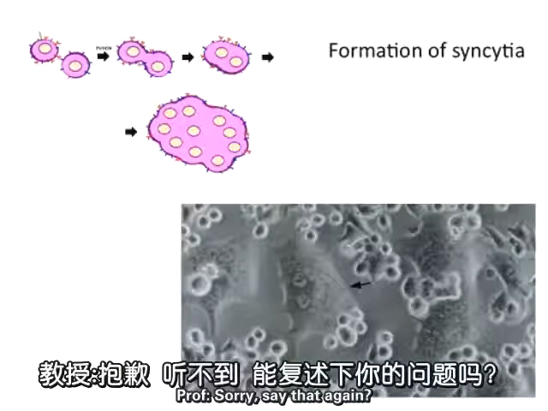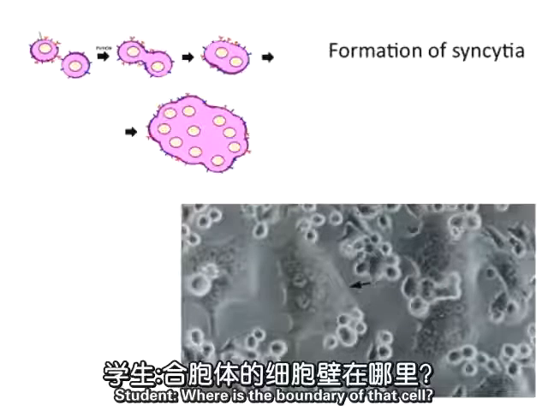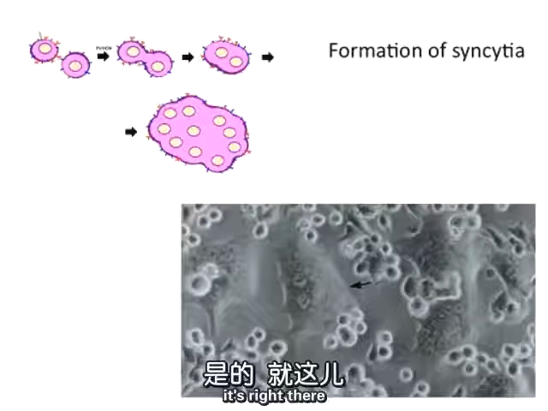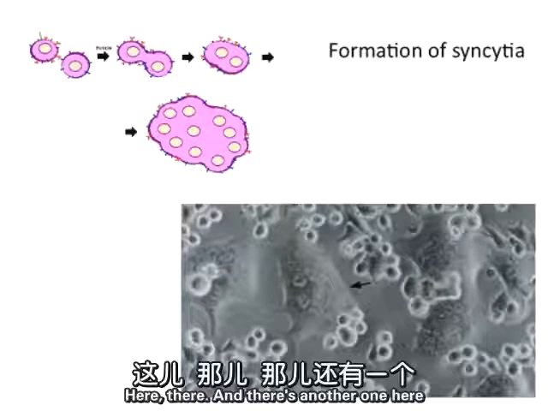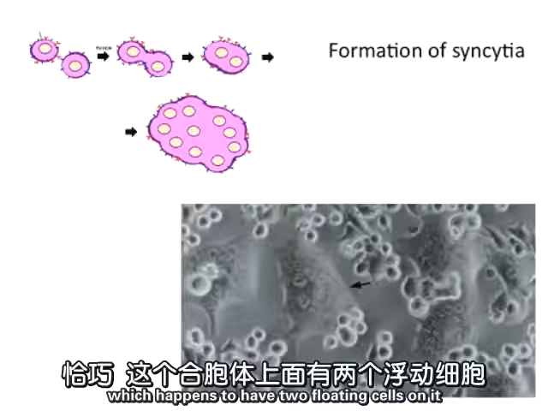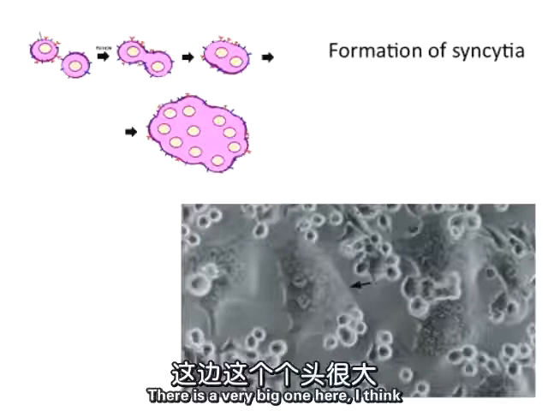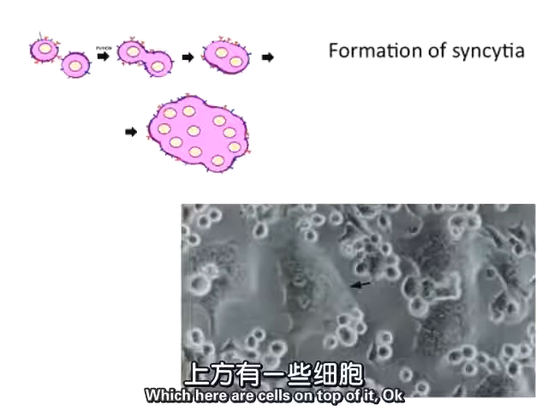Sorry, say that again? Where's the boundary of that cell? Oh, the boundary of the syncytium is right here. It's right there. Here, there. And there's another one here, which happens to have 2 floating cells on it. And there's a very big one here, I think, which has cells on top of it. Okay.